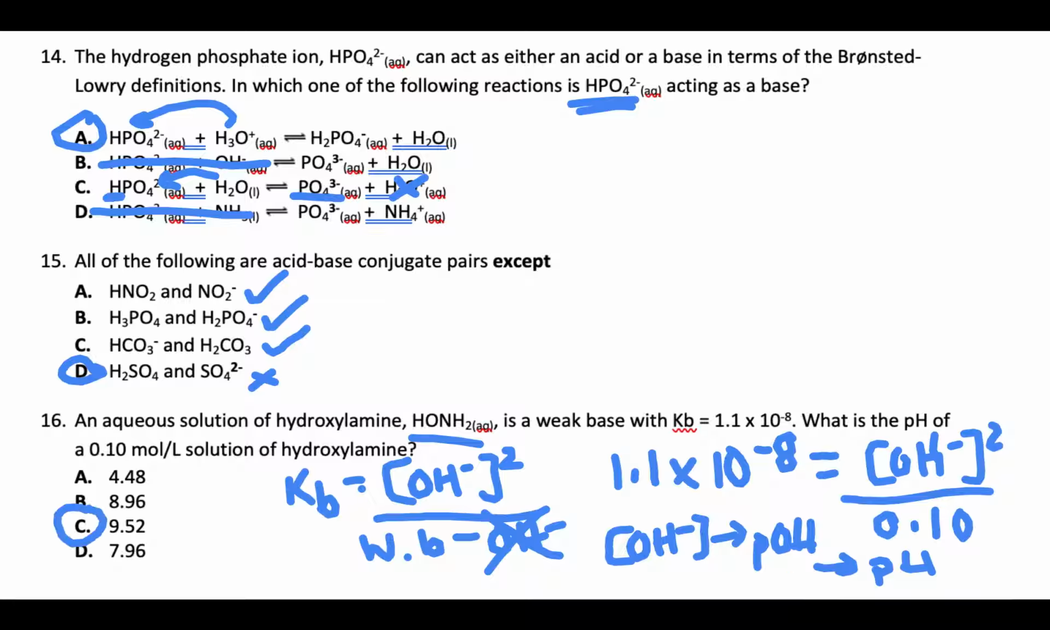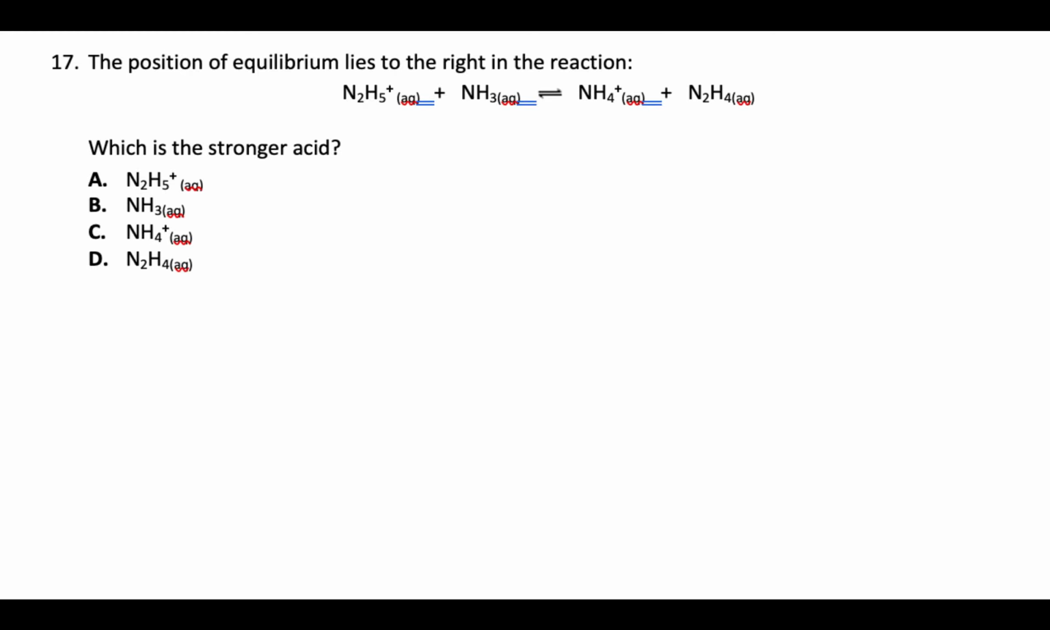So moving on to question number 17. This one, the position of equilibrium lies to the right. If your reaction is lying on the right-hand side, that means what's happening on the left-hand side is a bit stronger because it's pushing your reaction to the right. It's making more products. So asking what is the stronger acid, you first want to identify your acids. So in the reactant side, this one here is your acid. You can tell because a hydrogen is going over to the NH3.